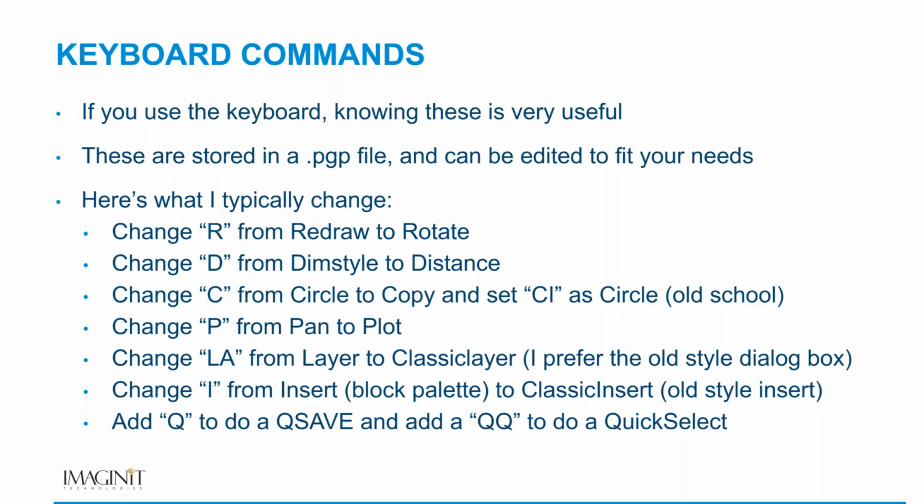I changed the letter P from pan to be plot because, again, I use a wheel mouse. There's no sense in needing the pan command. I changed LA from layer to classic layer because I prefer the old style dialog box. Again, that's personal preference. I changed the I alias from insert, which opens up the block palette, to the classic insert, which brings up the old style insert. I have reasons behind that. And then I add Q to do Q save and add QQ to do quick select. Right, I'm a heavy keyboard user in AutoCAD. These are the things that I change.